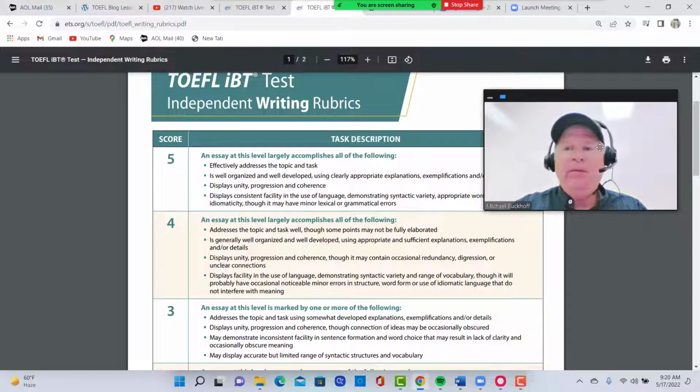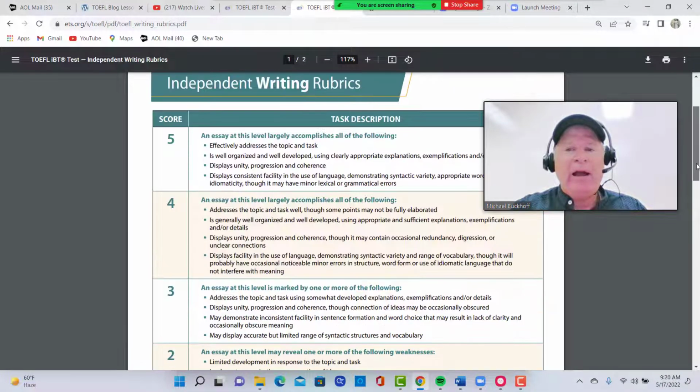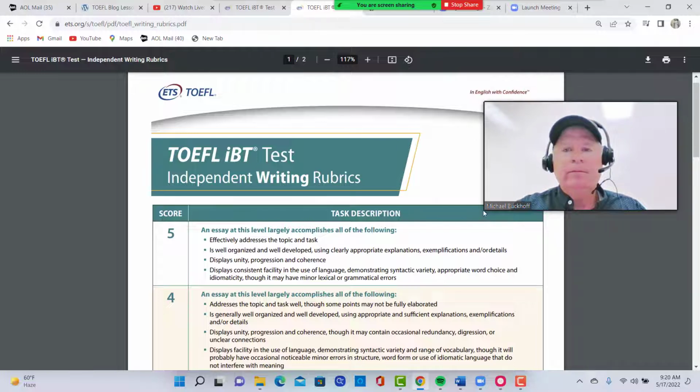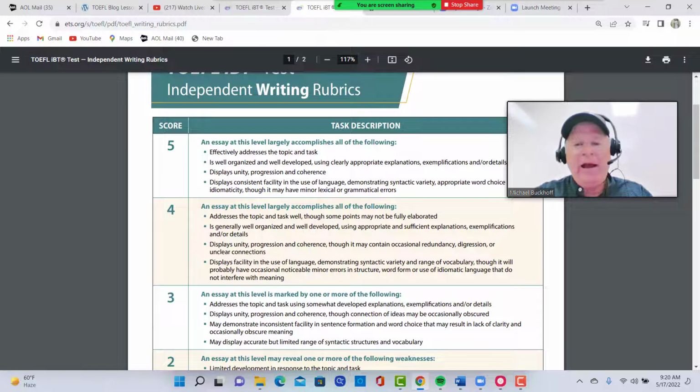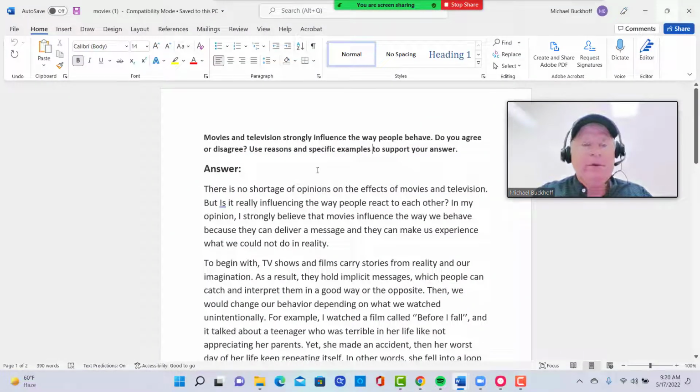So, I have the TOEFL writing rubrics right here. I'm looking at them. Make this a little bit smaller here in my video. Okay, so the next step is let's take a look at your writing here. Okay, I'm looking at it right now. So movies and television strongly influence the way people behave. Do you agree or disagree? Use reasons and specific examples to support your answer. So this is kind of like a cause effect relationship here. What effect do movies and television have on people's behavior?